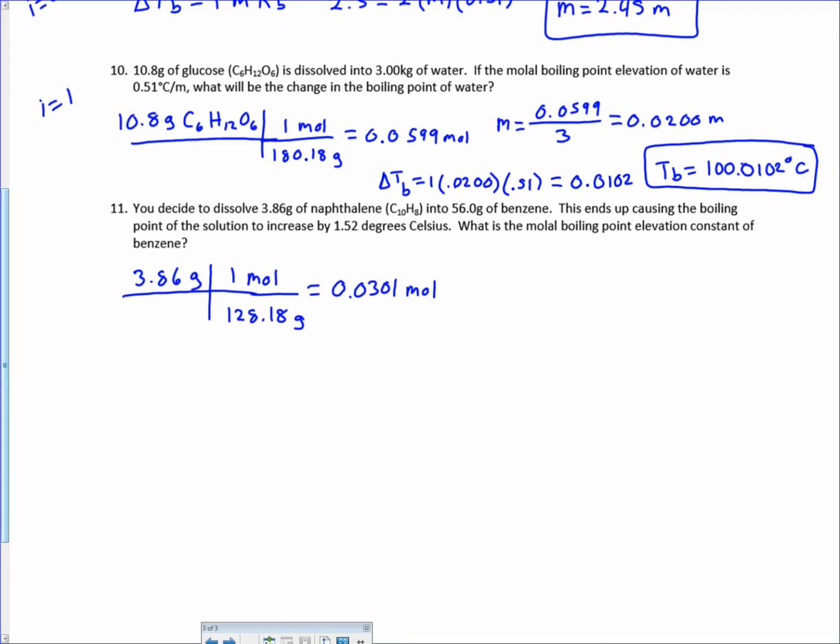Then we know the molality equals the number of moles, 0.0301 moles, over the number of kilograms. It's 56 grams, so we've got to convert that to kilograms. It's 0.0560. You calculate that, you get 0.538 for the molality.